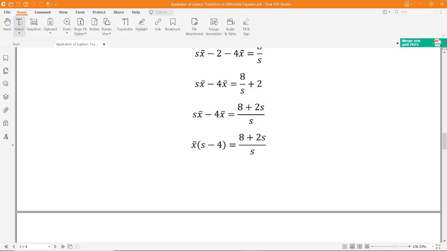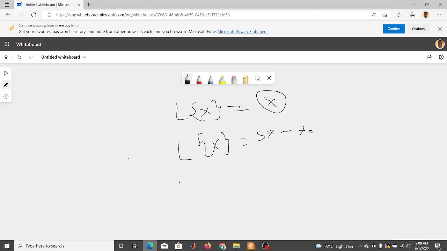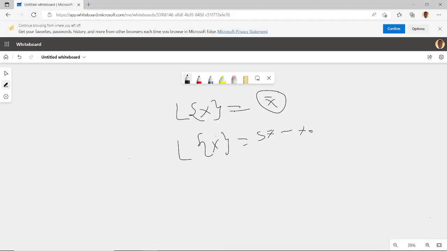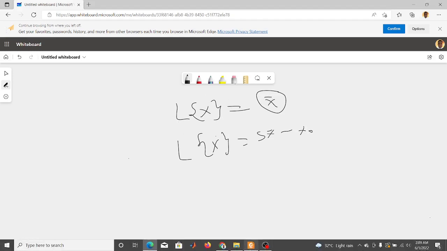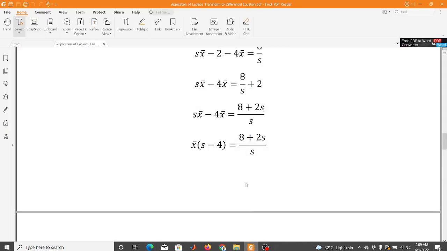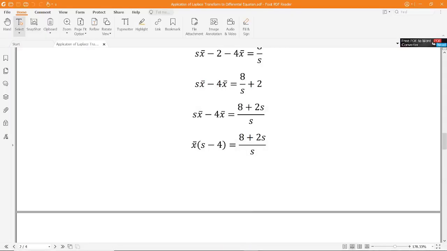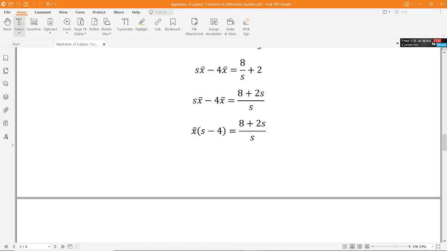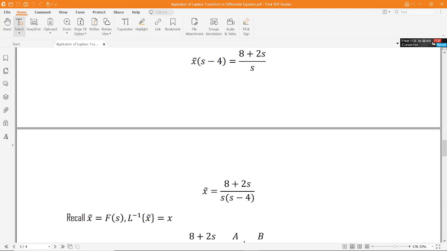So for solving a differential equation with Laplace, it is the x bar that I want to solve for. It's the x bar that I want to find the inverse of, because from here we know that it's the inverse of this x bar that will give us the Laplace form of x. So we have here x bar, and we can make x bar the subject by bringing s minus 4 as the denominator here, which is what has been done here. So with this, we have made our x bar the subject.